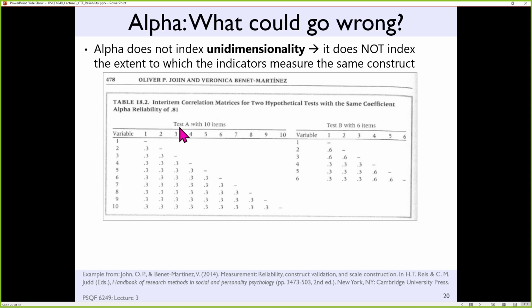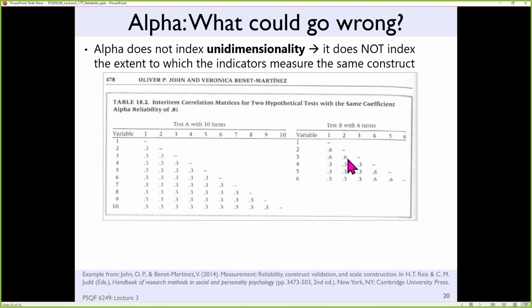They're comparing 2 different tests. Test A has 10 items, and all of the items are correlated 0.3. So if I were looking at this correlation matrix, I'd think, yeah, it kind of looks like they're all measuring the same thing. They're not that related to each other, but this pattern is consistent with some kind of commonality driving this.